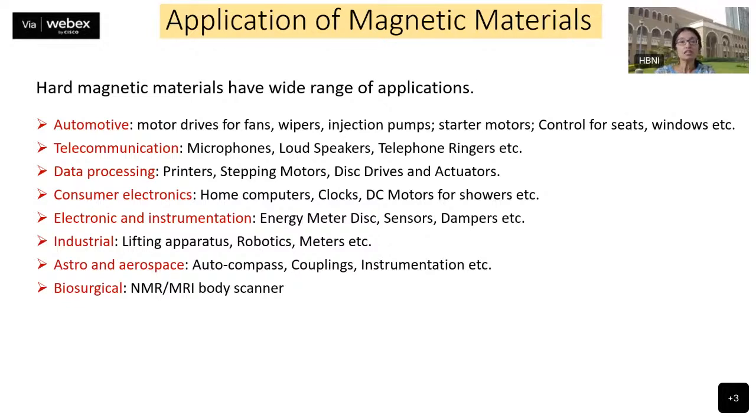And in industrial applications, of course, lifting apparatus, robotics, meters; in astro and aerospace; in auto compass, couplings, instrumentation; and in biosurgical for NMR, MRI, body scanners. For all this, you require different kinds of magnets. Presently, what we are looking at is basically rare earth-based magnets. But more and more, we are looking towards less dysprosium incorporated rare earth magnets because of the very high energy density that these kinds of magnets can have.